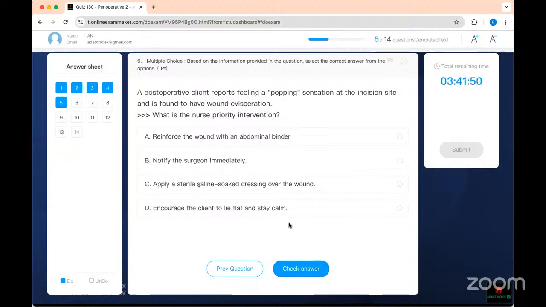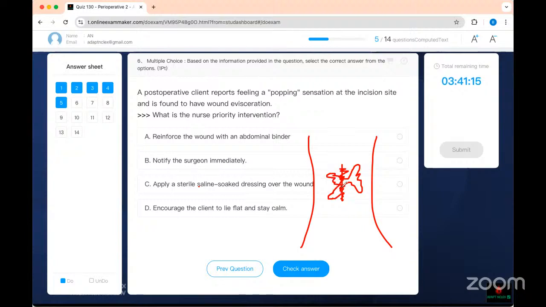What is the next priority action? This is also one of the questions they can ask you regarding evisceration and dehiscence. A post-op client reports feeling a popping sensation at the incision and is found to have wound evisceration. So this is the abdomen, and there is an incision here. All of a sudden they felt the pop, and evisceration means there is bowel outside. The bowel is now outside.